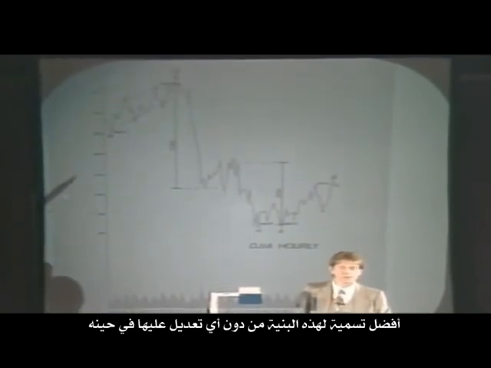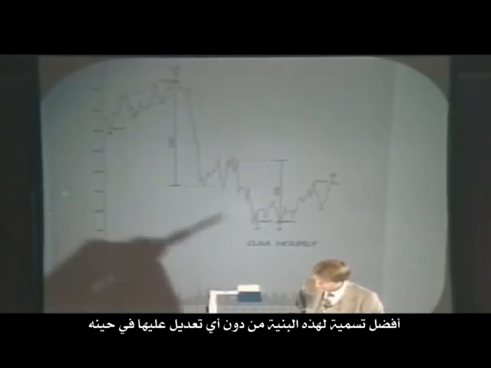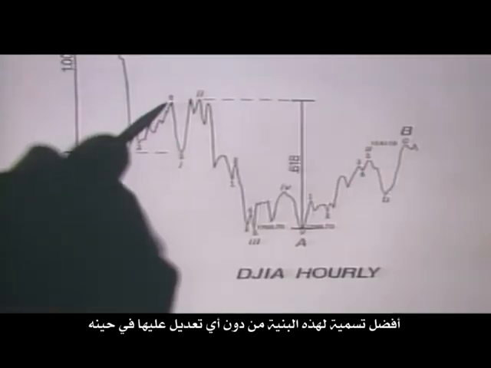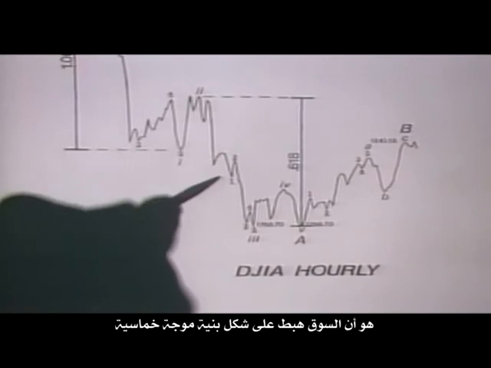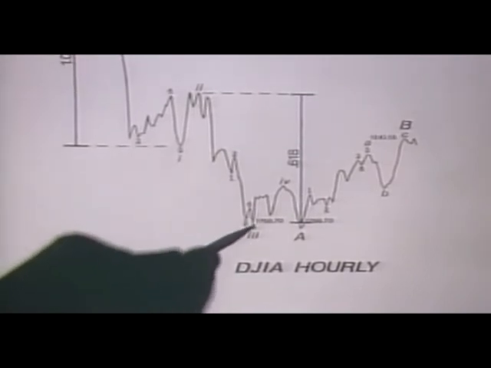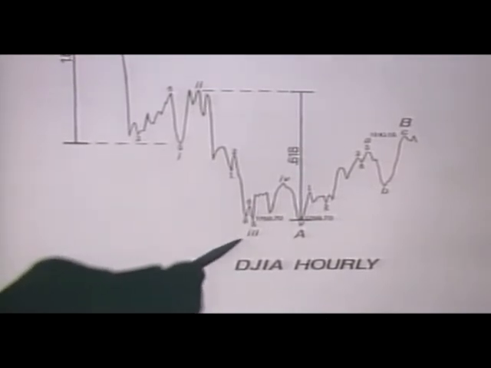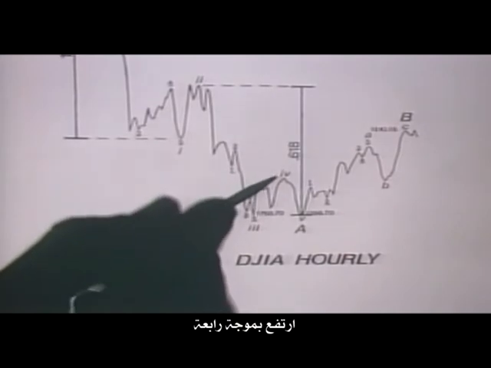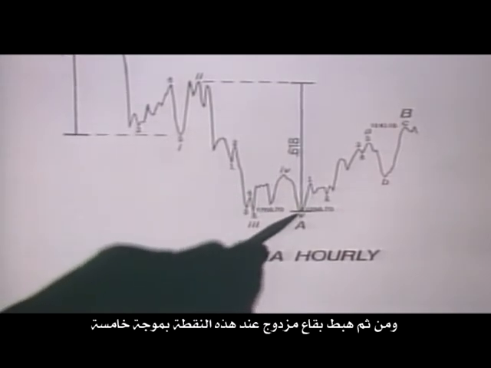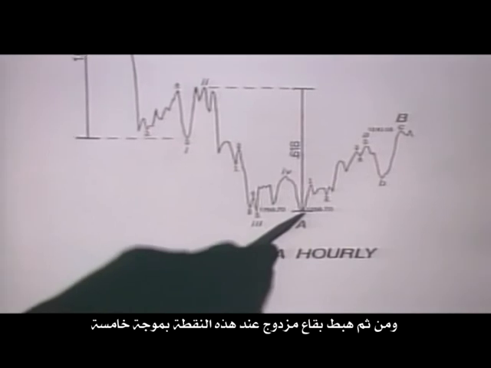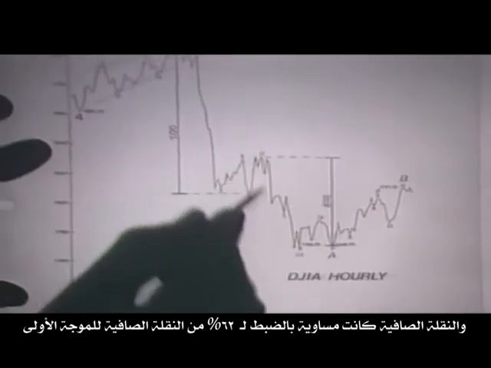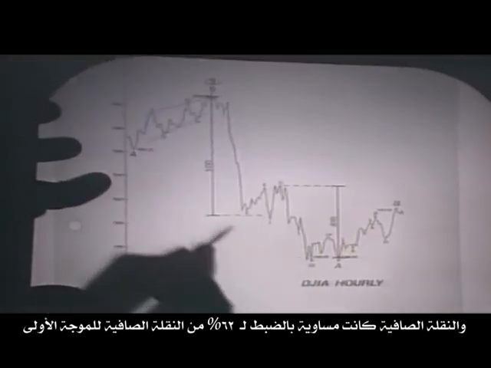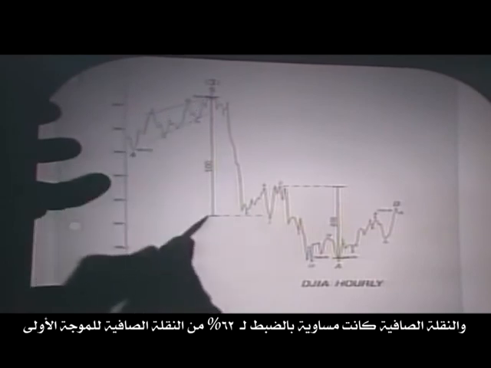The best labeling for this structure in real time, and it has not been altered, was that the market came down in a 5-wave structure, finished minute wave 3, rallied in a wave 4, and came down and double bottomed at that point in wave 5. And the net travel of waves 3 through 5 was exactly 62% of the net travel of wave 1.